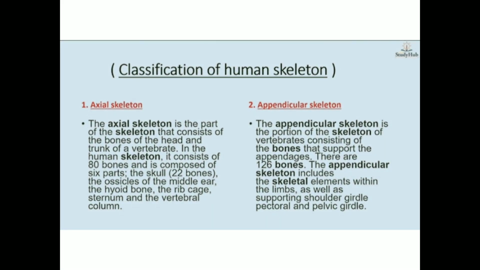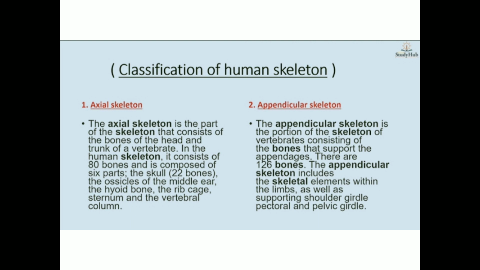So, classification of the human skeleton. There are two parts: one is the axial skeleton, and the second one is the appendicular skeleton. The axial skeleton is the part of the skeleton that consists of the bones of the head and the trunk, the vertebrae. It consists of 80 bones and is composed of six parts: the skull, the 22 bones, the ossicles of the middle ear, the hyoid bone, the rib cage, the sternum, and the vertebral column.